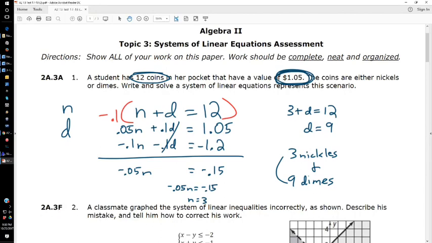If I have 90 cents plus an extra 15 cents, that's a total of $1.05. So we double checked ourselves, we're good to go. The answer seems reasonable. Cool.